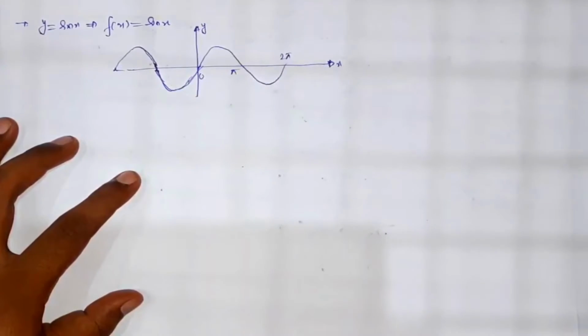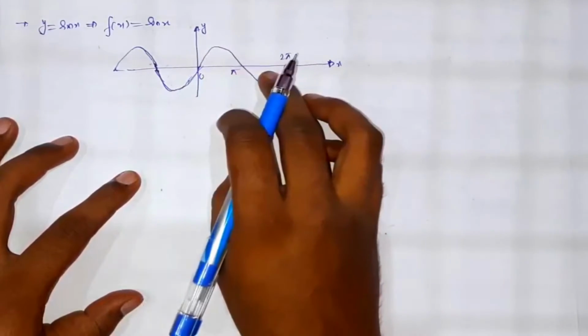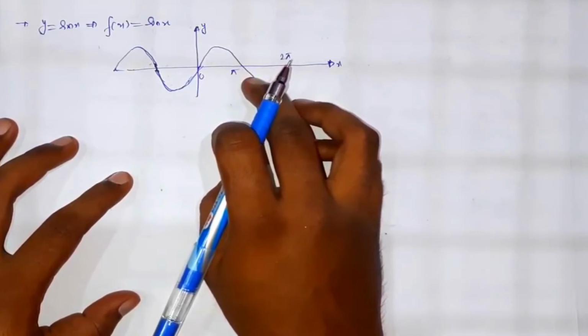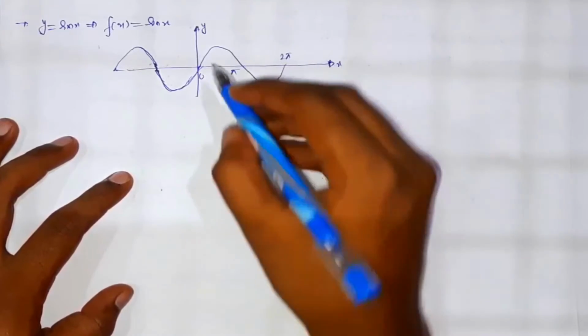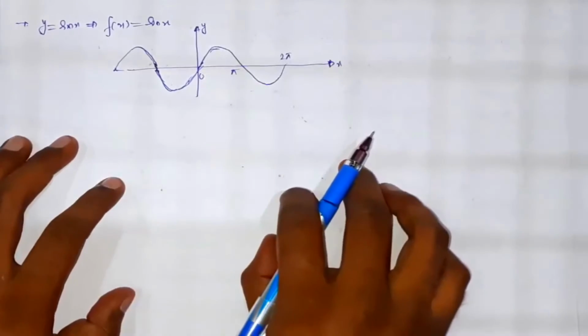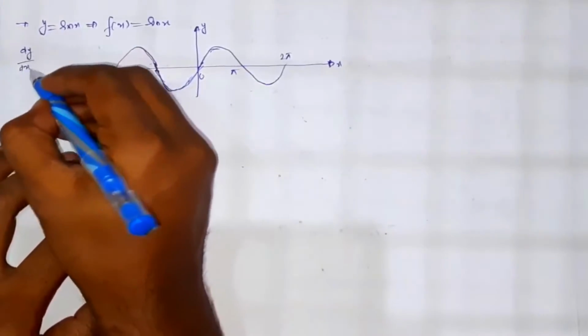I hope it is clear. So the period of this function is 2 pi. That means 0 to 2 pi. So after each and every interval of 2 pi, this function will repeat itself. Now we need to comment on the concavity and convexity of this function. Okay. So what we will do, we will simply differentiate this.